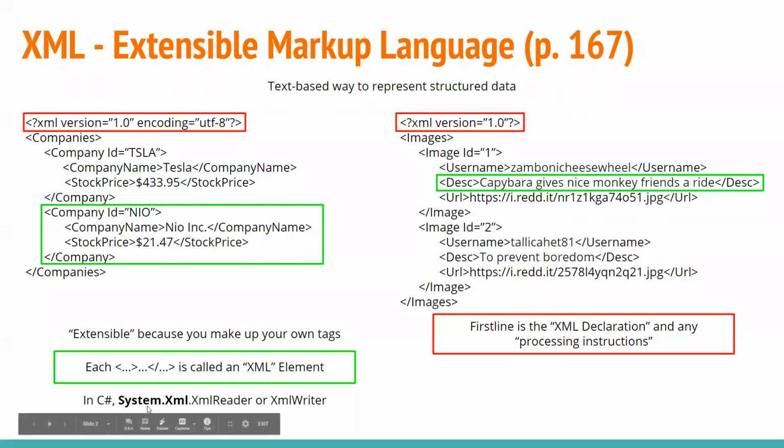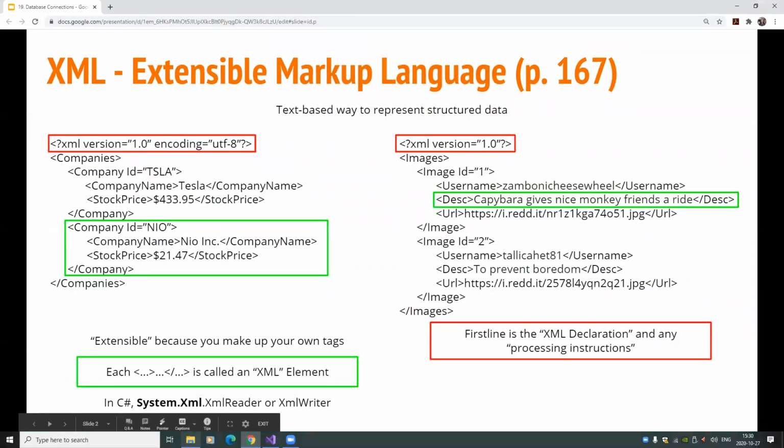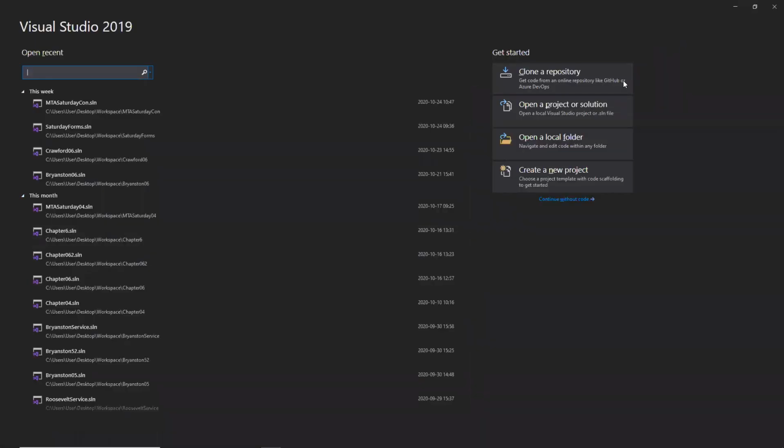So in C#, there's a namespace called system.xml. And inside system.xml, there's a bunch of classes and methods that we can use for reading XML documents. So there's an XML reader, which reads XML, and there's an XML writer, which writes XML. Okay, so we're gonna jump over to that, and then we'll see what goes on.